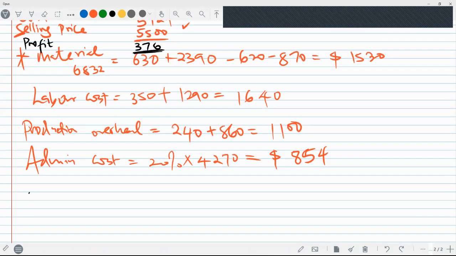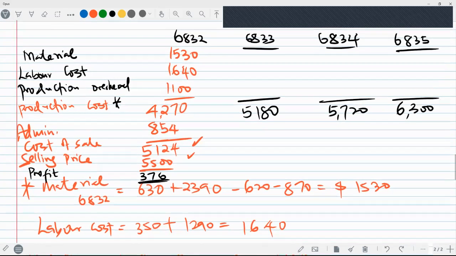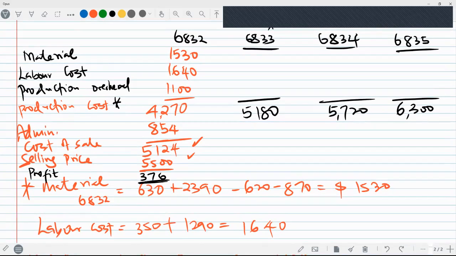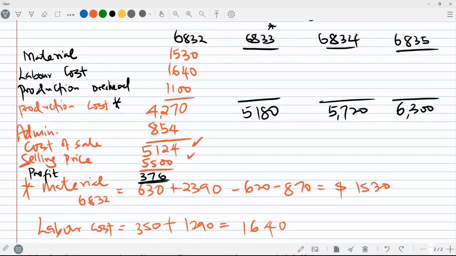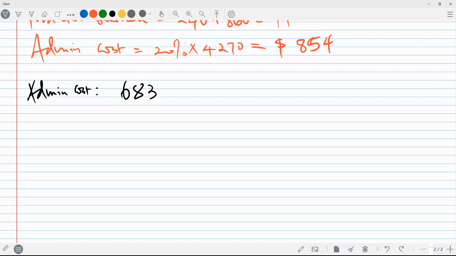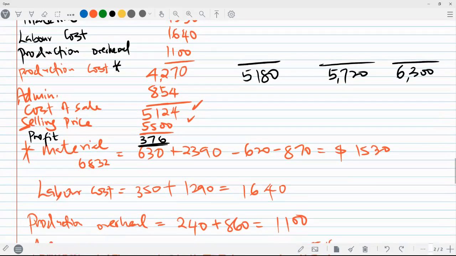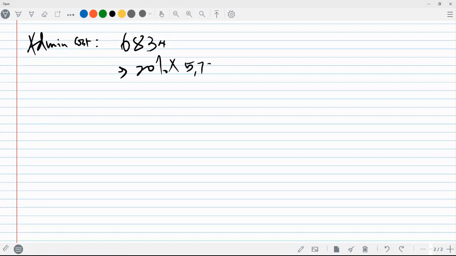Okay, admin cost. For this job, you can't do the admin cost because it is incomplete, for scale that 3, but you can do it for scale that 4 and scale that 5. For just scale that 4, the admin cost will be equal to 20% of the production cost, which is equal to 5720. Okay, 20% of 5720, and get 1144.